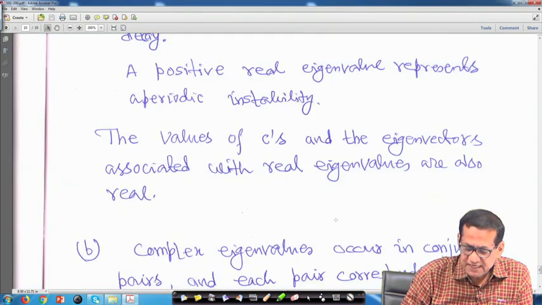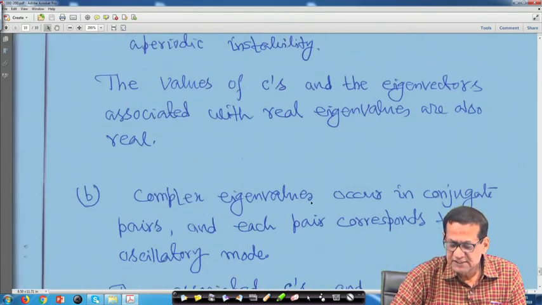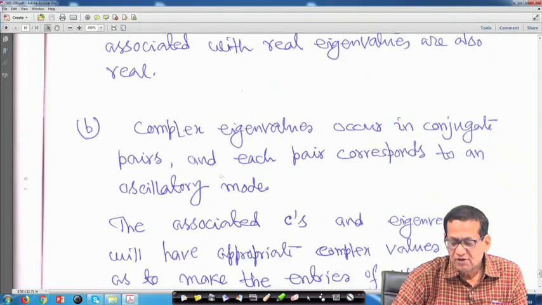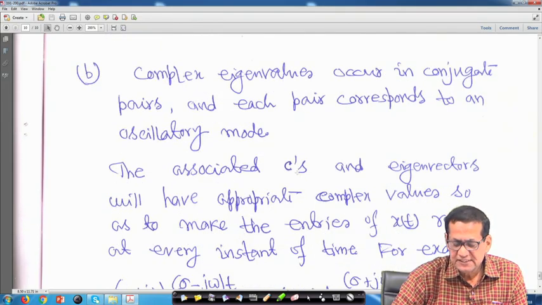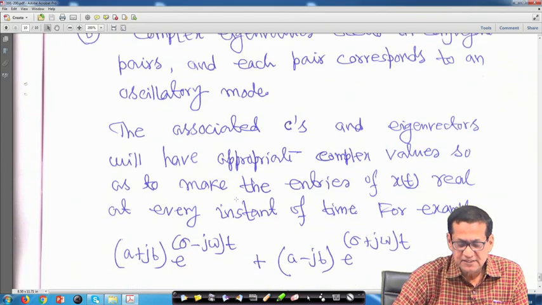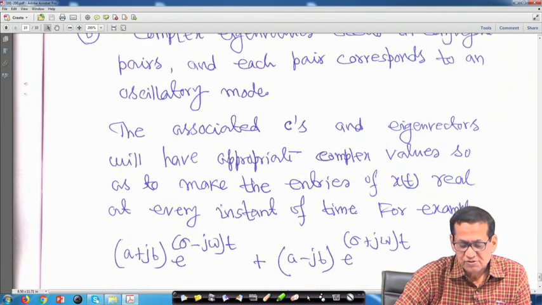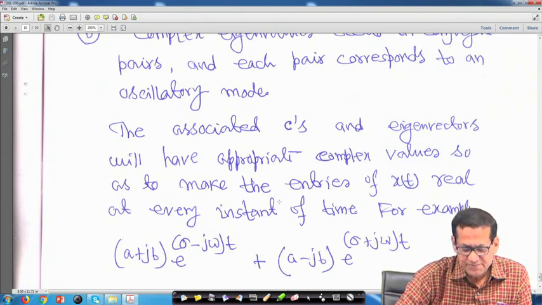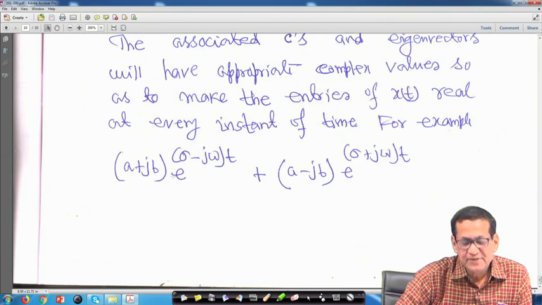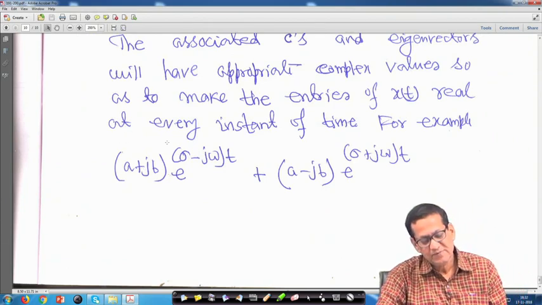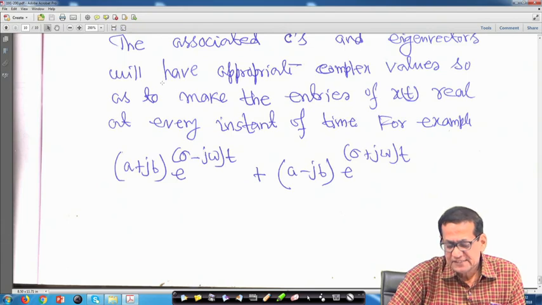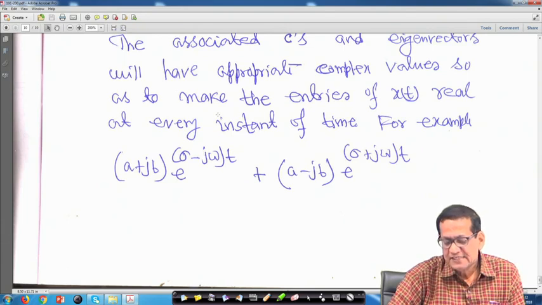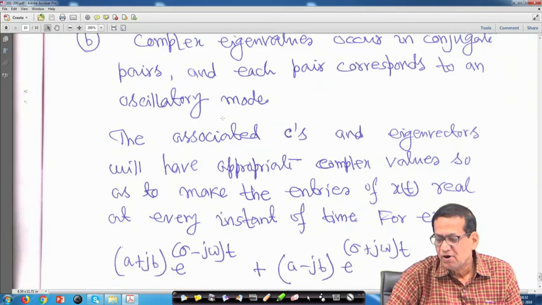Now, the complex eigenvalues occur in conjugate pairs, and each pair corresponds to an oscillatory mode. The associated C values and eigenvectors will have appropriate complex values, so as to make the entries of x(t) real at every instant of time. For example, it will be something like (a plus jb) e to the power (sigma minus j omega) t plus (a minus jb) e to the power (sigma plus j omega) t. So, it will come in this form.